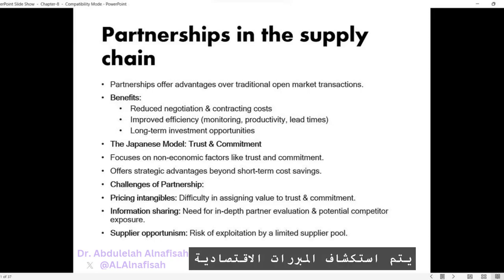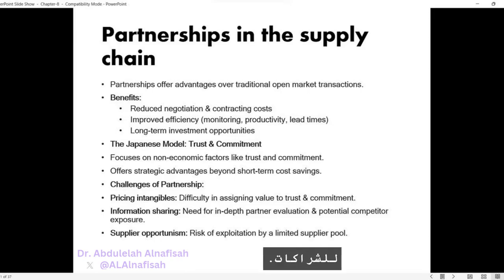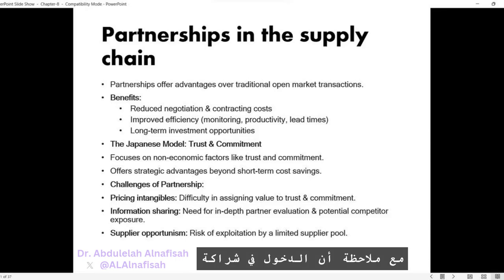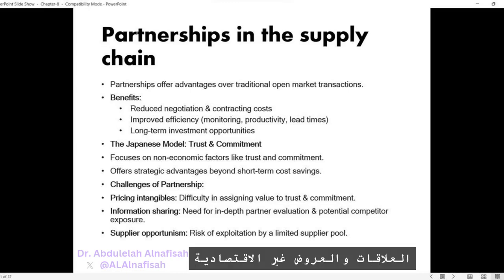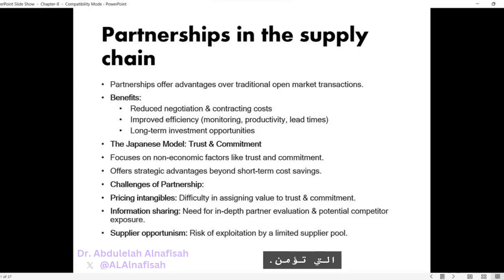The economic justification for partnerships is explored, noting that entering into a partnership implies a transition away from open market rules. Alternative structures must demonstrate benefits and deliver competitive advantage. Japanese practice, with its emphasis on commitment and trust, differs significantly from open market relationships and offers non-economic qualities that secure economic and strategic advantages.